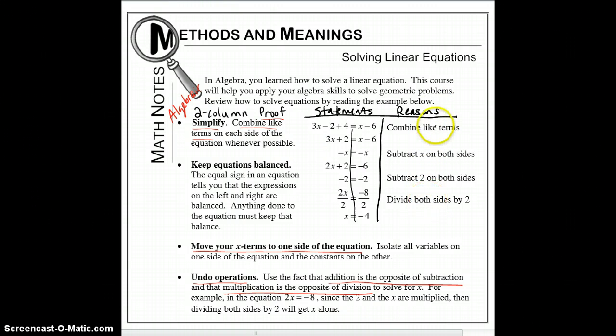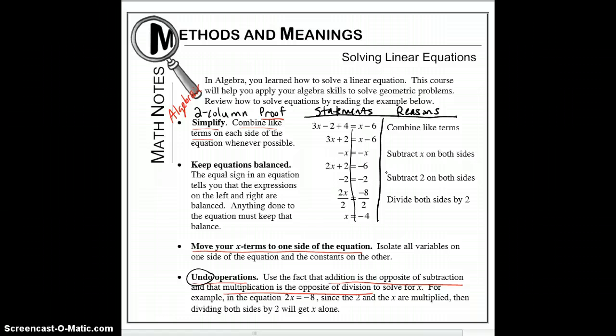Okay, so reasons like combining like terms. Okay, that's something that we do in algebra, subtracting x from both sides. I could even say combining like terms for that one as well. Our next step, subtract 2 from both sides. So I'm saying what I'm doing. Okay, you could even go as far as to say I'm undoing the addition of 2 by subtracting 2.